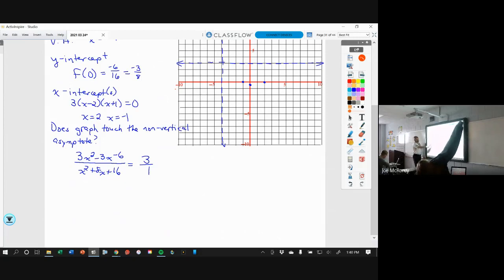Cross multiply. 3x squared minus 3x minus 6 times 1 is 3x squared minus 3x minus 6. And x squared plus 8x plus 16 times 3 is 3x squared plus 24x plus 48. Okay. We need to solve this.